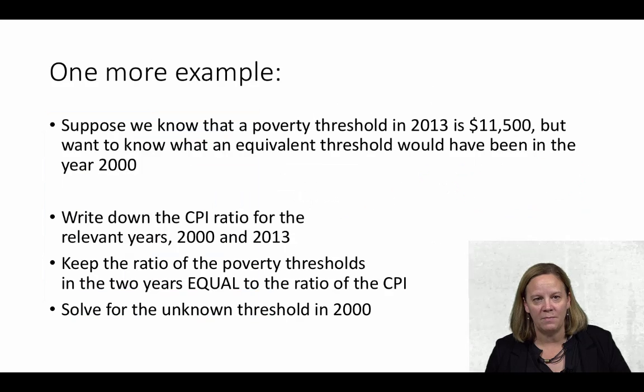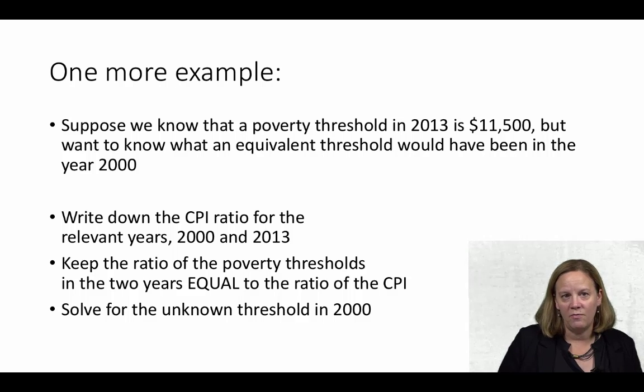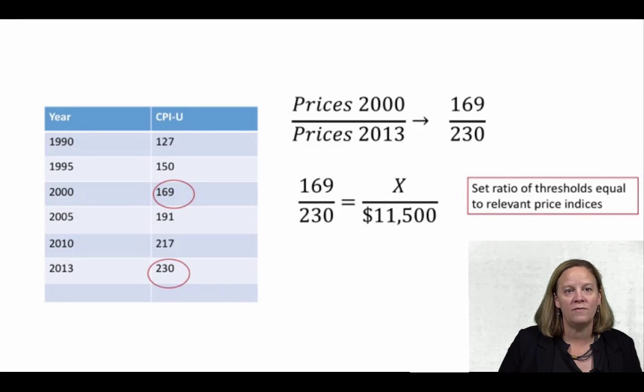Let's try one more example. Suppose we know that a poverty threshold for some poverty measure in 2013 is $11,500, but want to know what a comparable poverty threshold would have been in the year 2000. Again, we start by writing down the relevant years and find the price index. Construct the ratio of price index terms from those 2 years, which would be 169 over 230 in this case, and set it equal to the ratio of the poverty threshold in the relevant years.